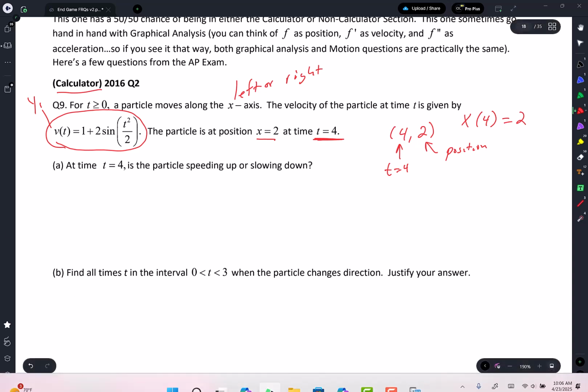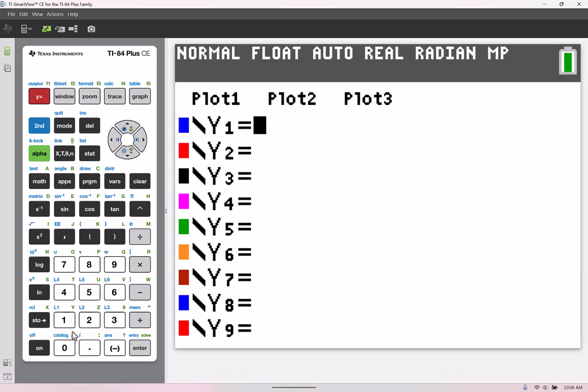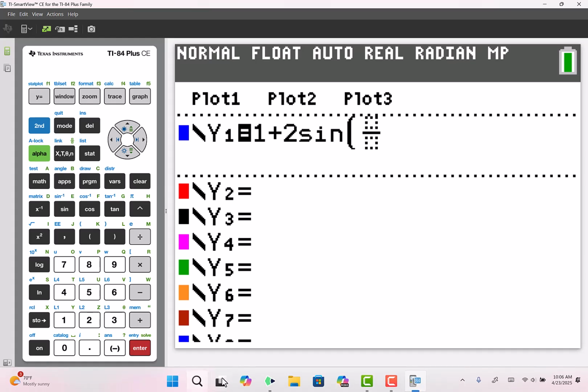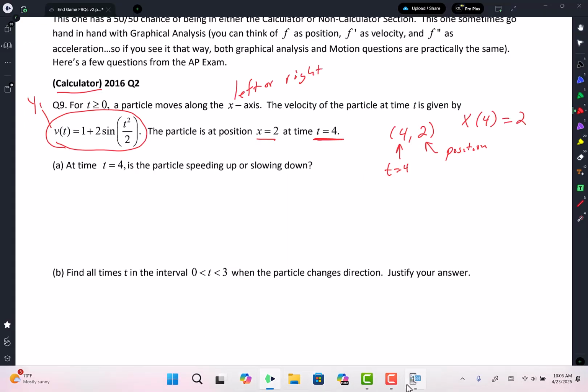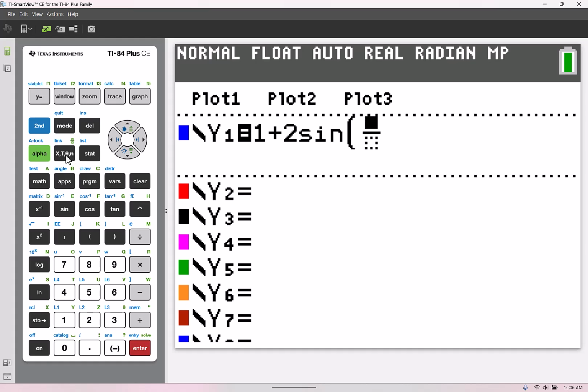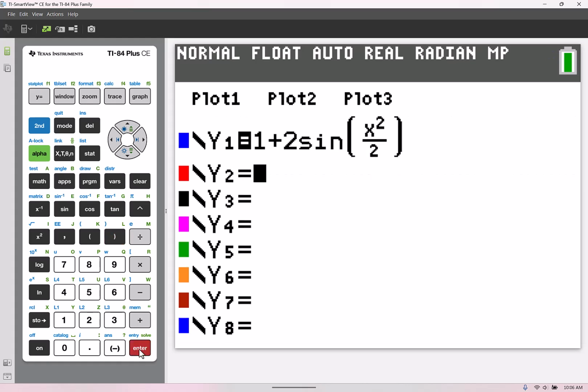Type that into y1. So I'm going to take my calculator and go y equals, and I'm going to go 1 plus 2 sine, and then push alpha y equals, so it always looks like the graphing calculator symbols here. t squared over 2. So I'm going to go x squared over 2. And there it is.